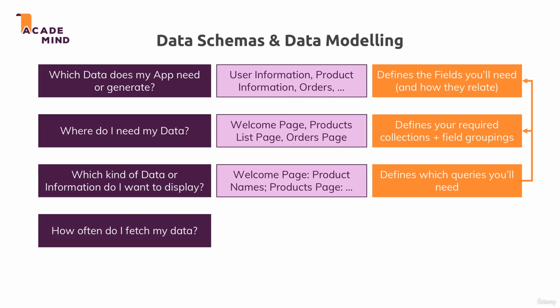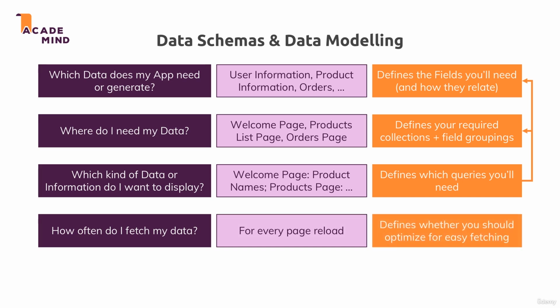You also need to ask yourself, how often do I fetch my data? On every page reload, or every second, or not that often? Because that also tells you if you should optimize for easy fetching, because you're fetching a lot, but maybe you're not writing data that much. So you might be fine with having some duplicate data if that speeds up the fetching process, because you don't have to join data manually.